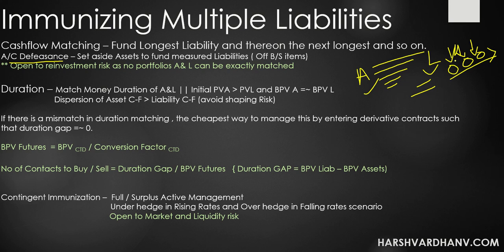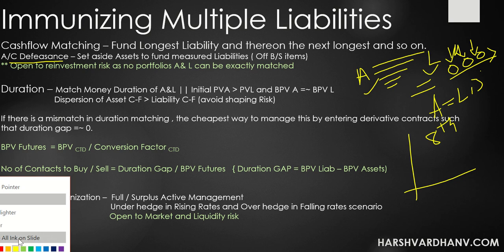Now, there's a statement that I've highlighted that the portfolio is open to reinvestment risk as the portfolios cannot be exactly matched. So if I have an asset and a liability portfolio, I cannot have exact matching, that, okay, on 13th of June, my liability portfolio is due, so on 13th of June, my asset should also mature. I might have an asset maturing on 8th of June. So I'm open to reinvestment risk because I have a 5-day window for my liability to come.